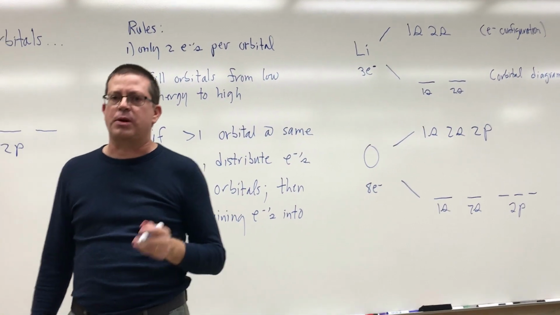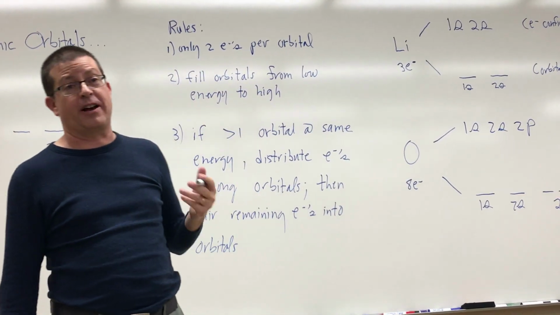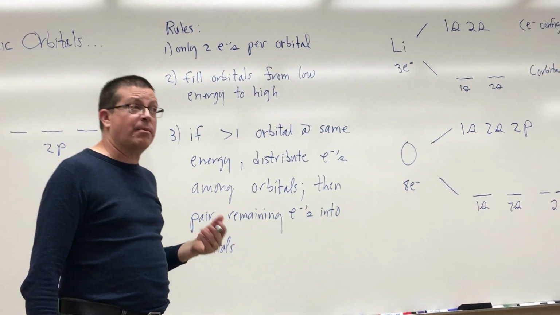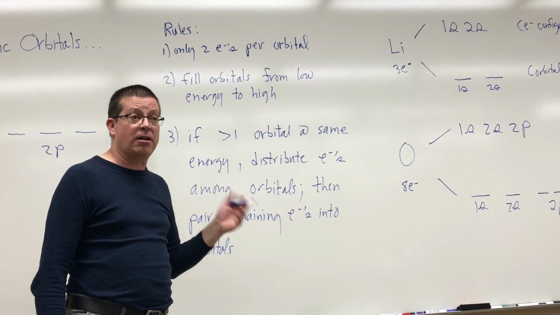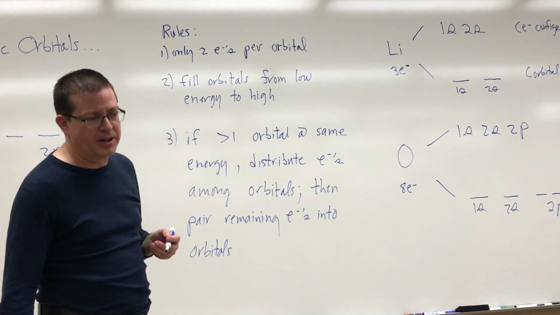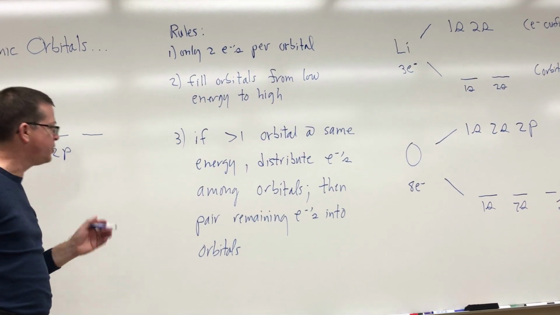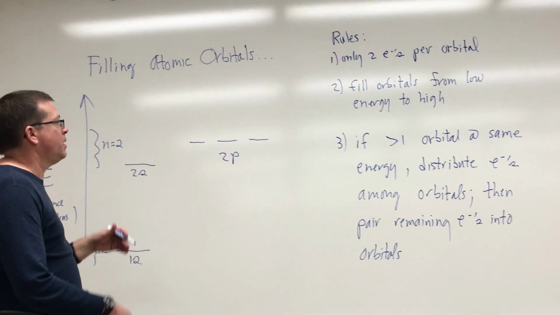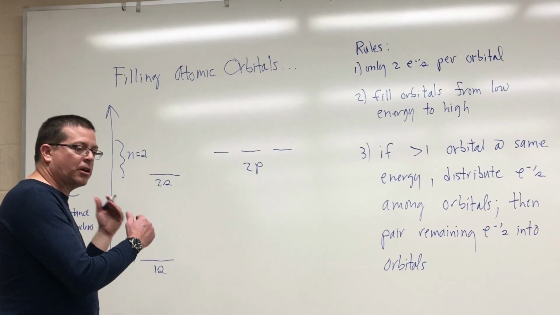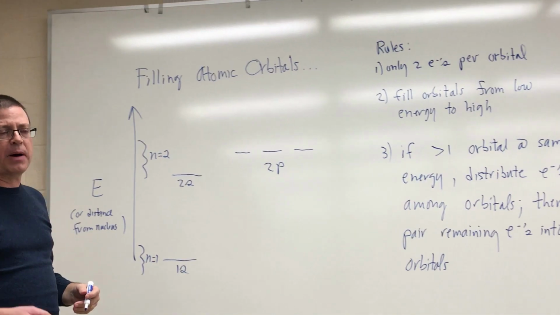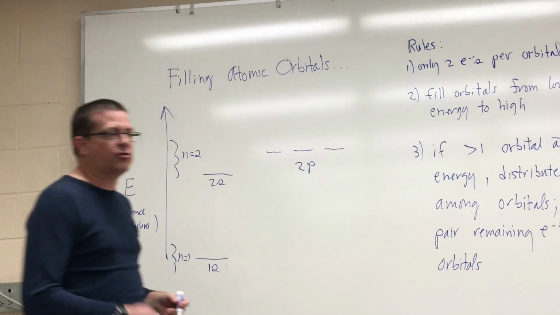That means lithium has 3 protons in it, and it's got 3 electrons in it. Okay, so I know how many electrons I'm dealing with. I've got to house 3 electrons here in the case of lithium. So if we follow our rules, we're going to start from the lowest energy, go to the highest energy, and we're only going to populate each orbital with 2 electrons.